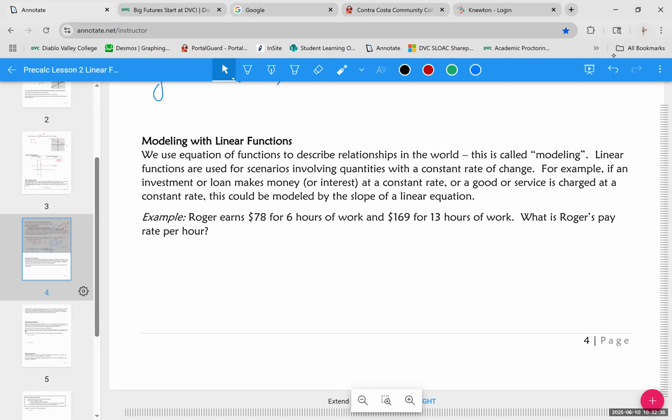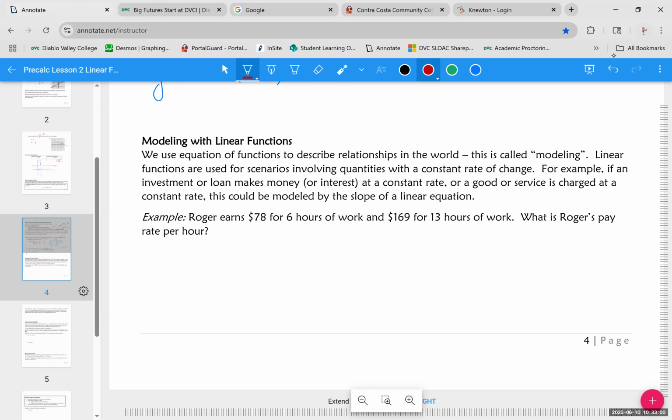So, a couple of really quick examples here. Roger earned $78 for 6 hours of work and $169 for 13 hours of work. What is Roger's pay per hour? Multiple ways to go about doing this. A lot of people will just take 78 and divide it by 6 to get dollars per hour, and then double check that by doing 169 divided by 13.